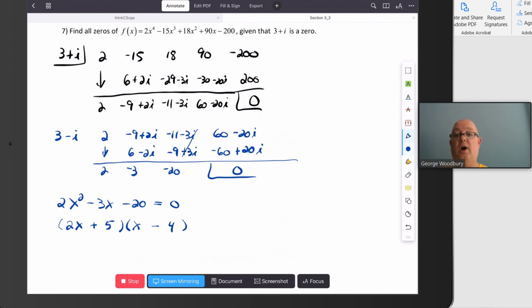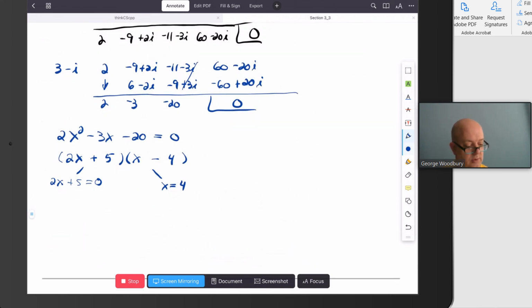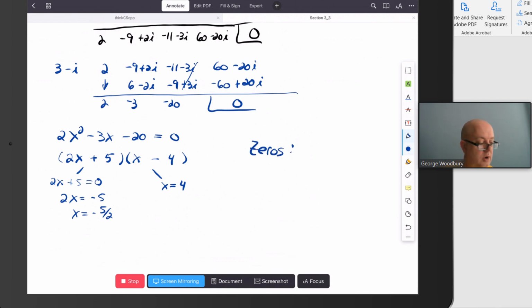So what are the other two roots? I'll start with the easy one. I know that's x equals 4. For 2x plus 5, that means 2x plus 5 is 0, so 2x is negative 5, or x is negative 5 halves. So the zeros are 3 plus i, 3 minus i, negative 5 halves, and 4.